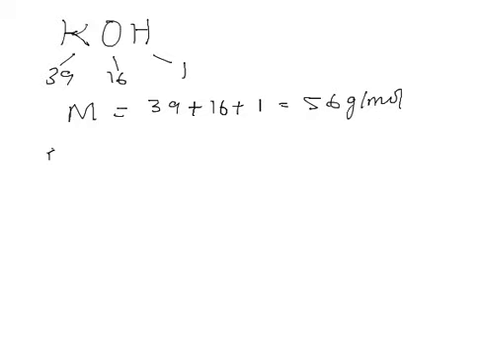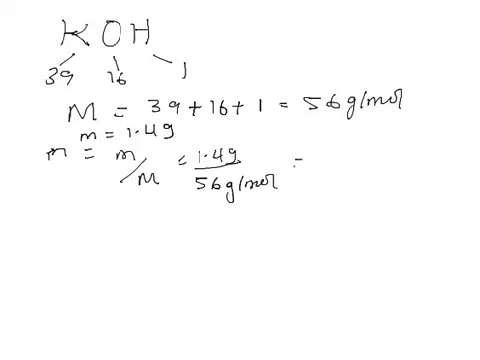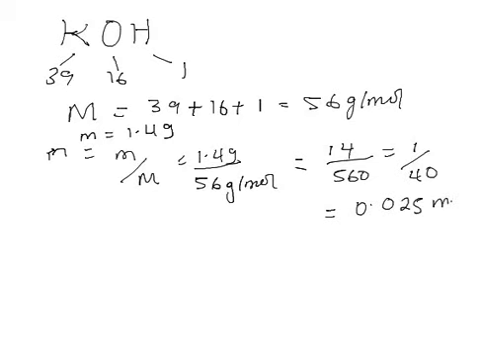Since we are given our mass as 1.4 gram, your number of mole is going to be M over M. That's 1.4 gram divided by 56 gram per mole. So 1.4 divided by 56 is actually the same thing as 14 divided by 560. And when you divide this, 14 can go into 56 4 times. So you have 1 divided by 40, and that will be broken down into 0.025 mole.